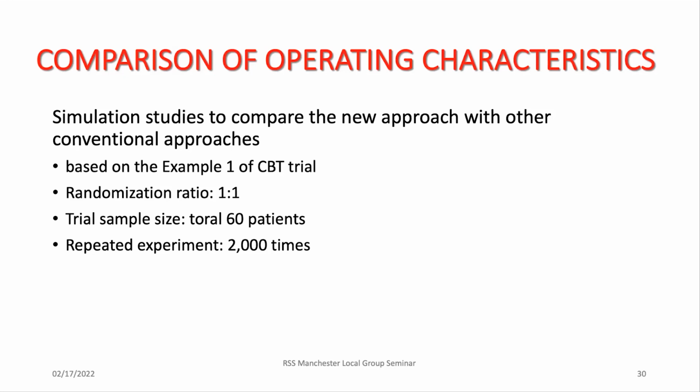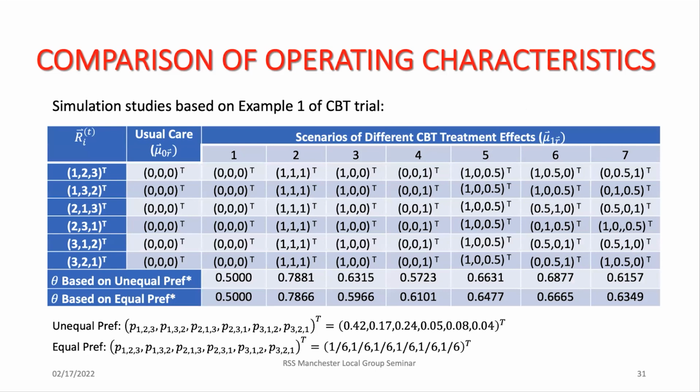with 4 other approaches. The simulation is based on example 1 of the CBT trial, the randomization ratio is 1-to-1, and we put a trial sample size of 60 patients. We repeated the experiment 2,000 times. Here's the scenario that we compare. In the null hypothesis, you have usual care, which means 0, and the patient may rank differently: the first, second, 1, 2, 3, 1, 3, 2, and this is the ranking order.